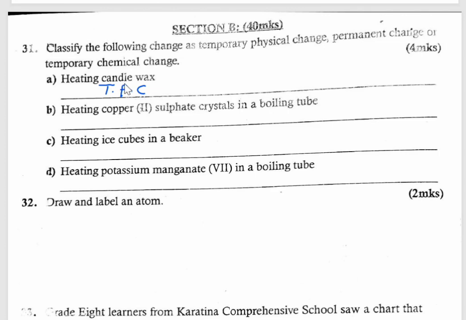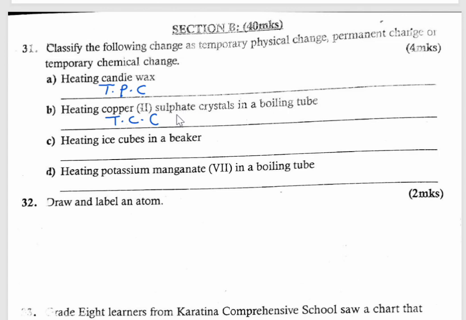Part B, heating copper 2 sulfate crystals in a boiling tube. So when you heat it, that is a temporary chemical change. And the reason is because when you heat copper 2 sulfate, it loses water of crystallization to form anhydrous copper 2 sulfate, which is white. So copper 2 sulfate is blue in color. When you heat it, it's going to change into anhydrous copper 2 sulfate, which is white in color. And this is a chemical change which can be easily reversed by adding water.